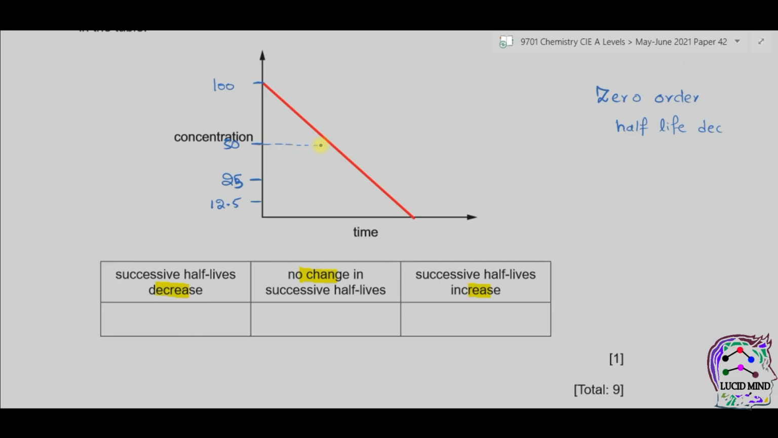We can see that in this one, we have this much time used in the first half when 100 becomes 50. Then when 50 becomes 25, the time has decreased. And then when 25 becomes 12.5, the time has further decreased. So we can see there is a decrease in time. So half-life decreases.